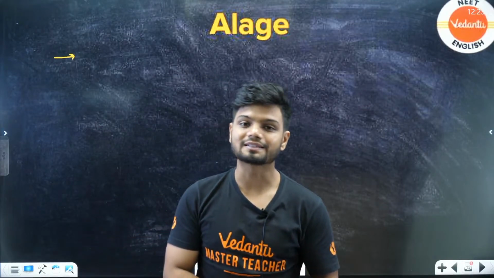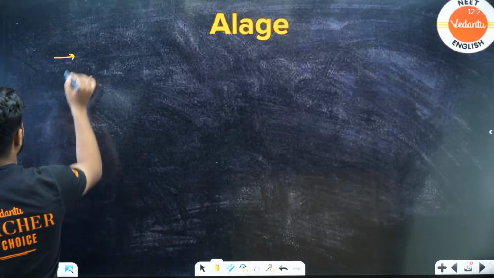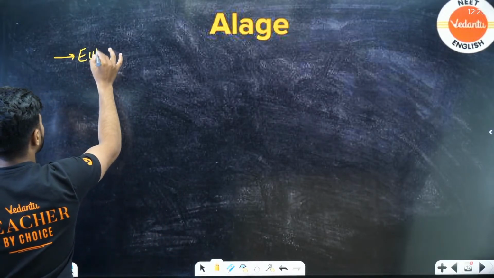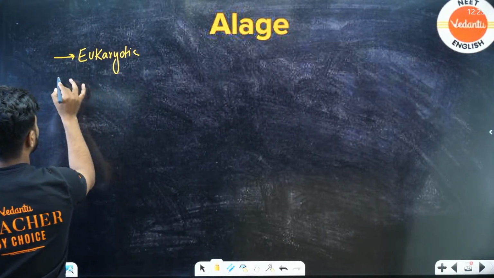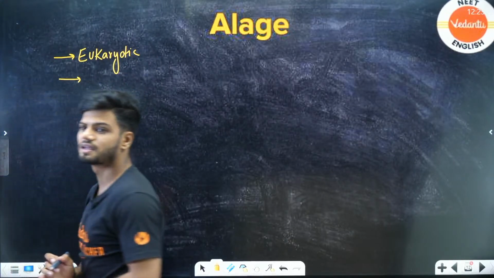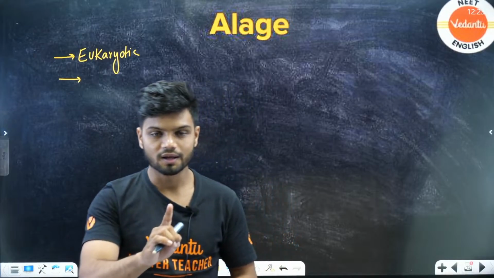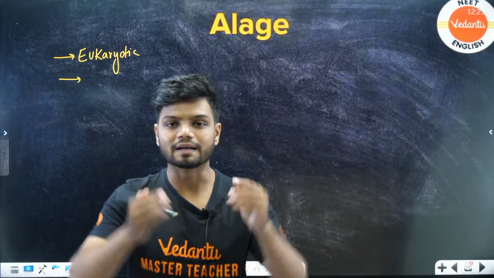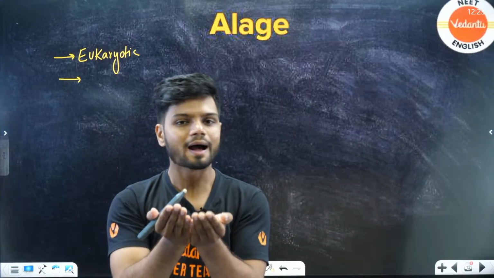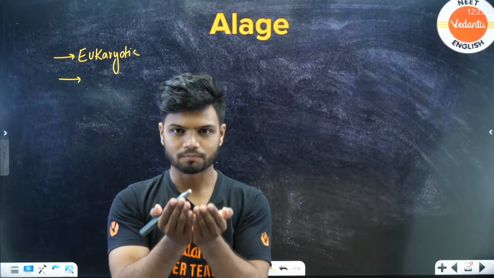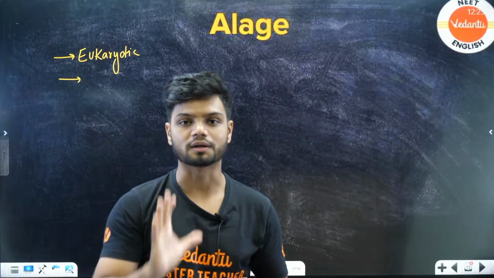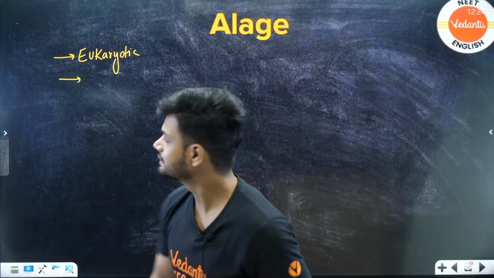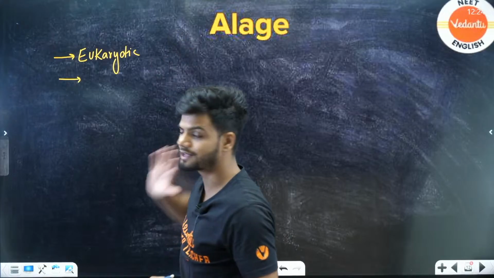Your algae is technically eukaryotic in nature. It means it has a true nucleus, a well-defined nucleus with a nuclear envelope, and this particular cell will also have membrane-bound organelles. That is your eukaryotic nature.